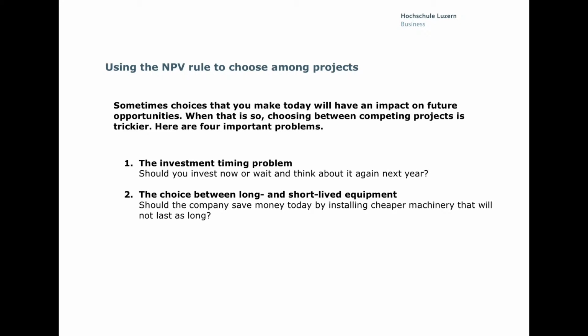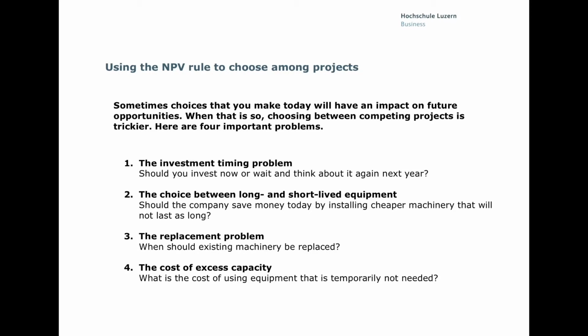The second problem is about the choice between long and short-lived equipment. In this context, the company has to decide to save money today by installing cheaper machinery that will not last as long, or buy equipment that's more durable but also more expensive. The third problem is the replacement problem, when it's about the decision when to replace existing machinery. The final problem is about the cost of excess capacity and asks the question, what is the cost of using equipment that is temporarily not needed? We will look in detail at each of these problems on the next few slides.